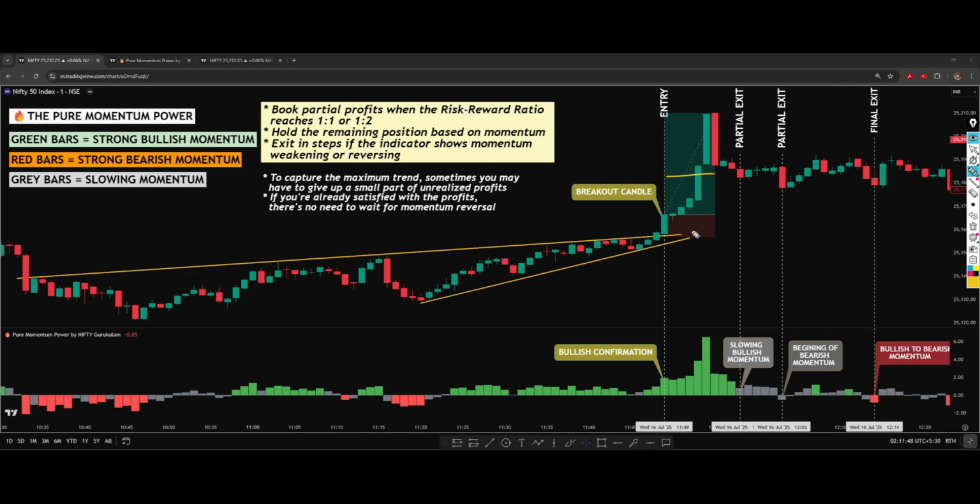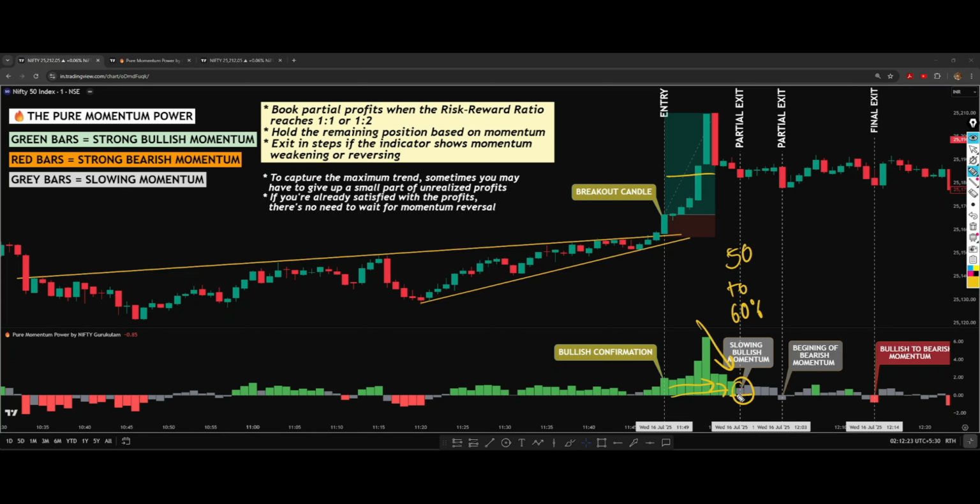As soon as the 1:1 is achieved, you start to observe the green candles. As long as the green bars are there, you will continue to stay in that particular trade. The most important thing is the gray bar. The gray bar is the villain of this movie. As soon as the gray bar appears, you should check whether it is above the zero line or below the zero line. If it is above the zero line, exit 50 to 60% of your position, because the existing bullish momentum has drastically reduced. Clear?